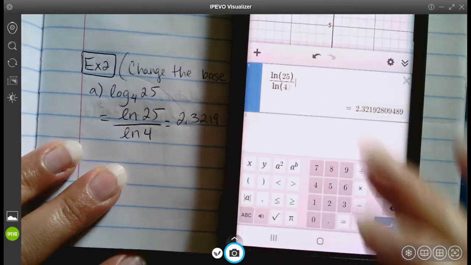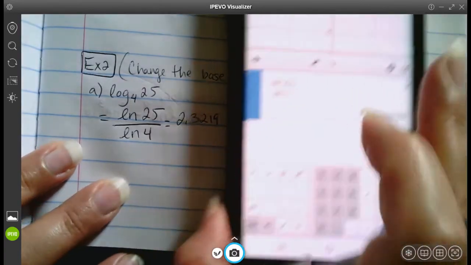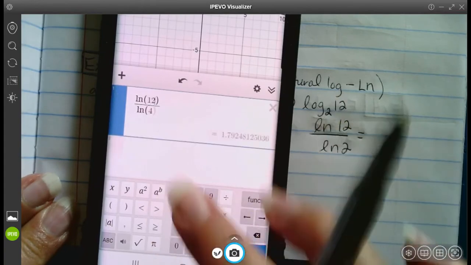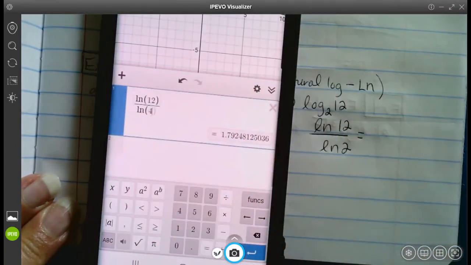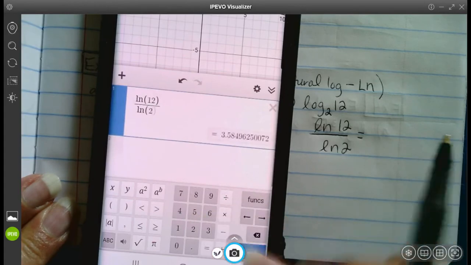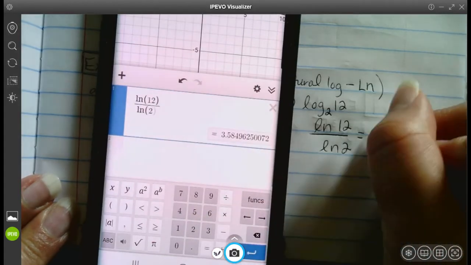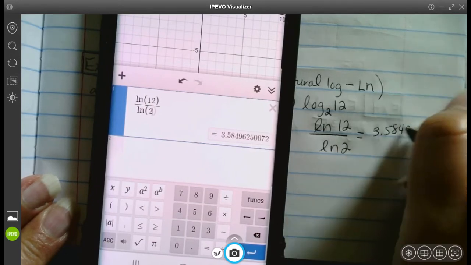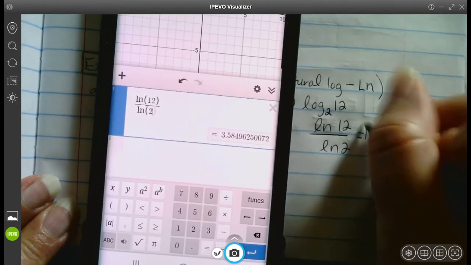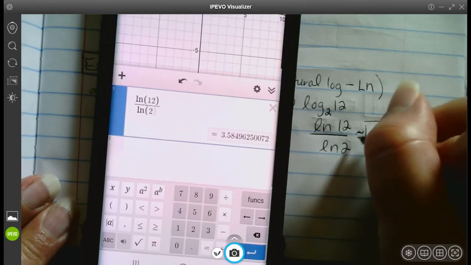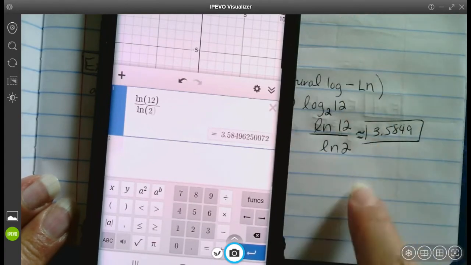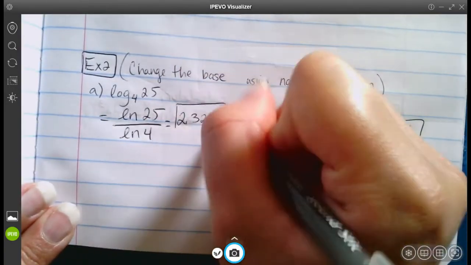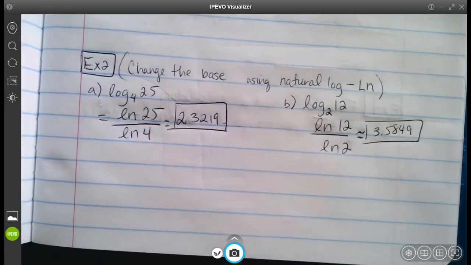Let's try the next one. So ln of 12 over ln of 2. You're going to find that this unit in particular, or the homework at least, is going to go by pretty quick. 3.5849. They're just approximations. And these are different, so they shouldn't be the same. But yeah, there we go. That's it, guys. Just plug it in. Make sure you know how to plug it into the calculator. And if you need any help, let me know.